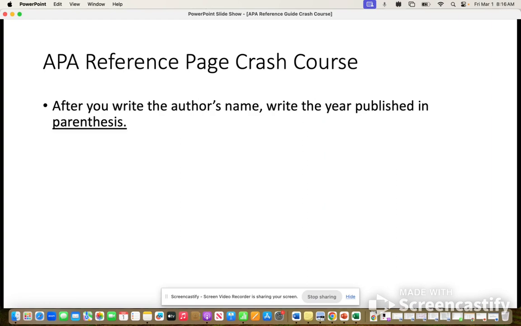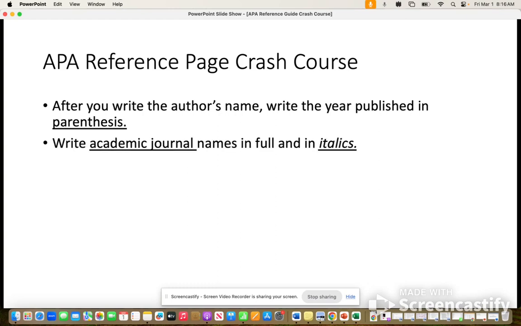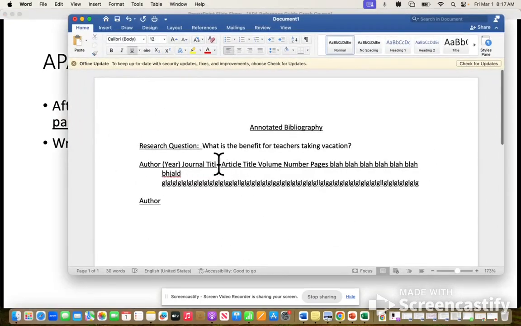Now, after you write the author's name, you'll write the year published in parentheses. So usually those things you use to make smiley faces, you're going to use to write the year. Write the academic journal names in full and in italics. So you got to actually turn it into italics. If I were doing that here, I would write journal title, and then you'd put that in italics. Okay.